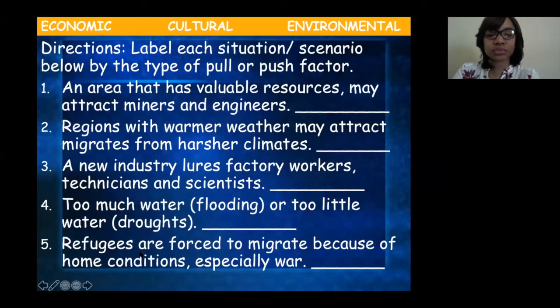Refugees are forced to migrate because of home conditions, especially war. Which one would this be? Excellent, Anthony. Anyone else want to try number 5 before we go to our answers? Yes, Kosia. Yes, Samuel. Good job. William and Paris, yes, good job. Nathan, no. So let's look at all the answers. Number 1. I'm going to go through all the answers.